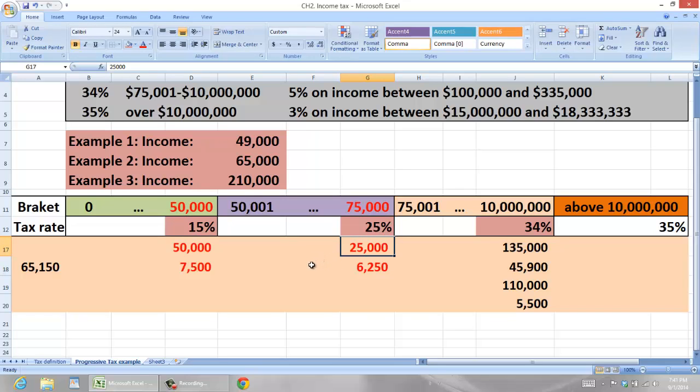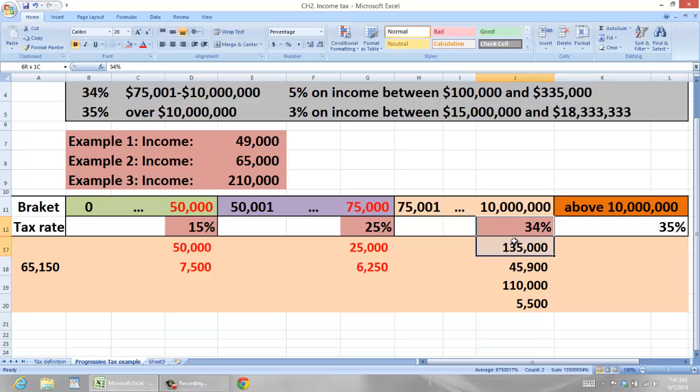So slow down a little bit. We pay 50 here, we pay 25 here. How much haven't we paid? We haven't paid yet. The total is 210. You pay 50 here, 25 there. So the rest equals 210 minus 50 minus 25, and you do the math, I'm pretty sure that you haven't paid for the rest, 135,000. And sure enough, the 135,000 falls into this bracket, and the rate applied is 34%.